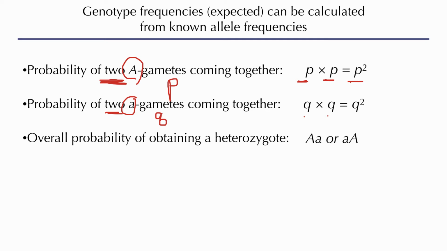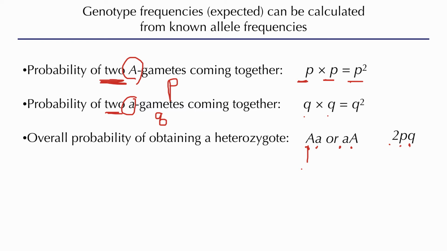You can get the big A from mom and the little a from dad, or the little a from mom and the big A from dad, which just increases your probability of getting a heterozygote. So the big A frequency is going to be your p. Your little a frequency is your q, but because there are two ways to get it, we add a 2 in front of that.